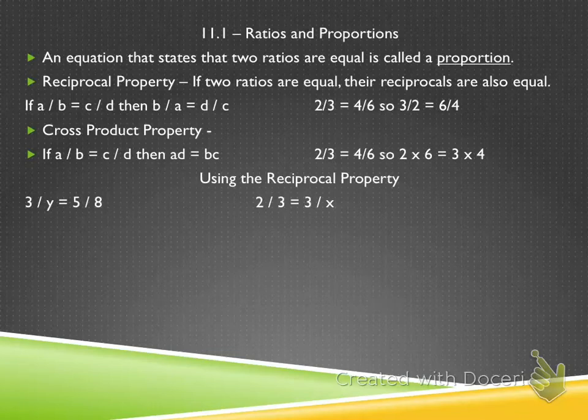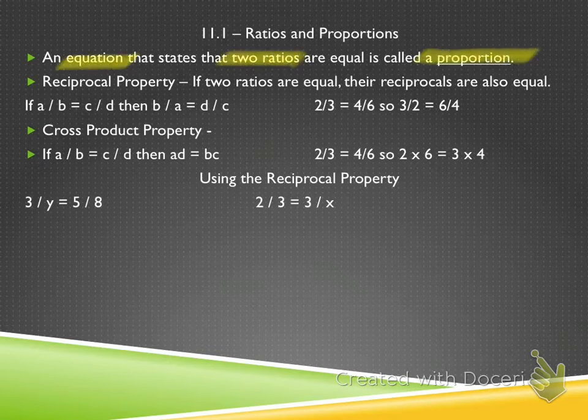Alright, today we're learning about ratios and proportions. An equation that has two ratios that are equal is called a proportion. The reciprocal property, which is one way we'll learn to solve these, says that if two ratios are equal, their reciprocals are also equal. So here I have A over B is equal to C over D, and I flip those over: B over A is equal to D over C.